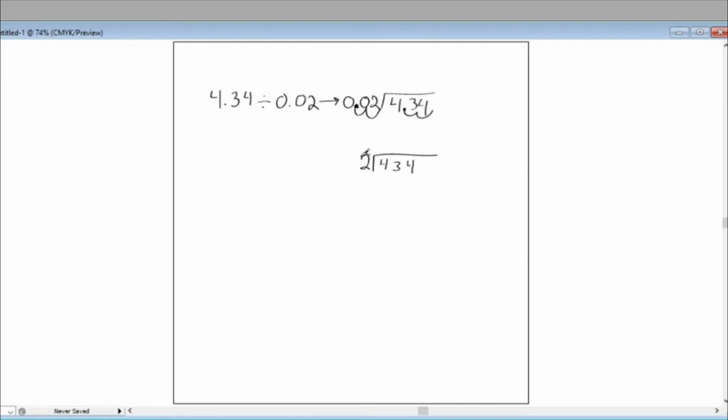Okay, so let's see. 2 into 4. That's pretty easy. That's 2. Get a remainder of 0. Drop down the 3. 2 into 3, it'll go once. We get 1 left over. Drop down our 4. 2 into 14, 7 times. It goes in perfectly. Okay? No remainder. So our answer is 217. The decimal's back here, which means we got a whole number for our answer.